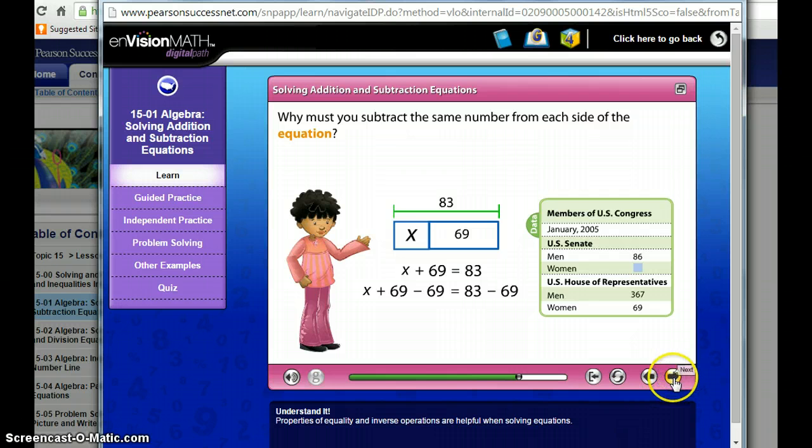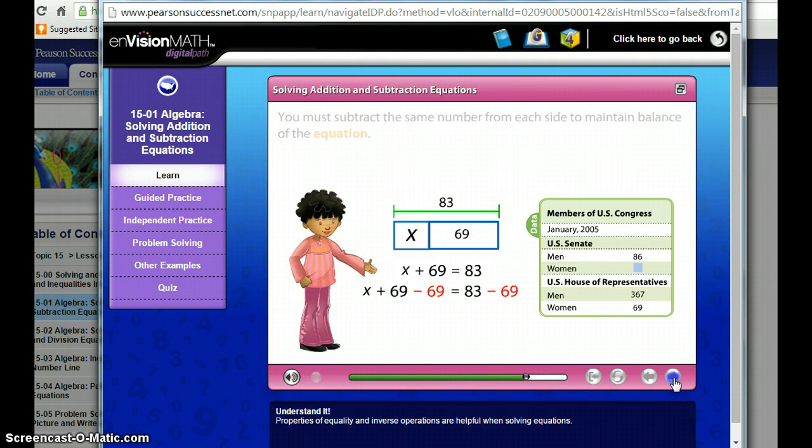I don't know why the video is delayed. Why must you subtract the same number from each side of the equation? You must subtract the same number from each side to maintain balance of the equation.